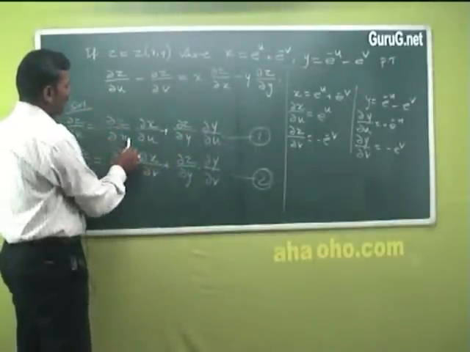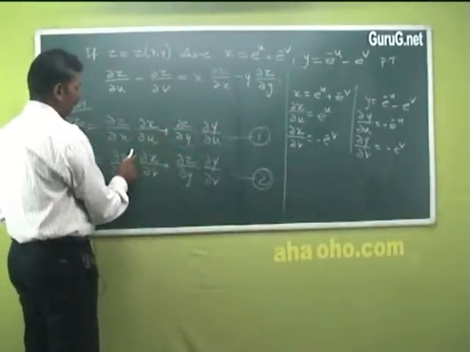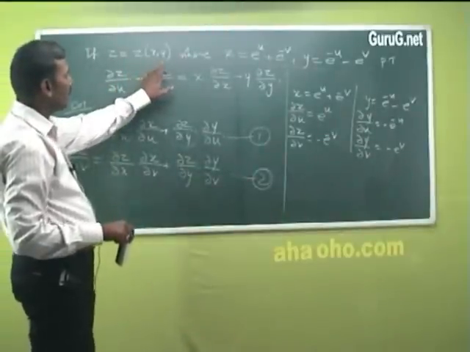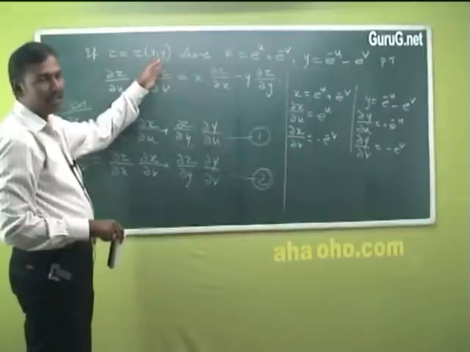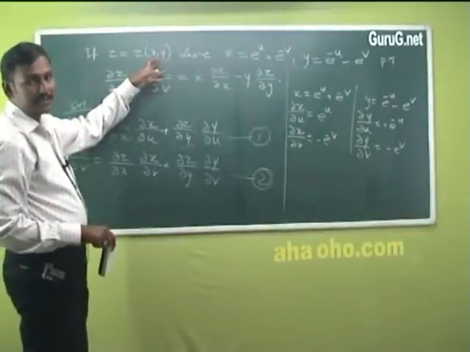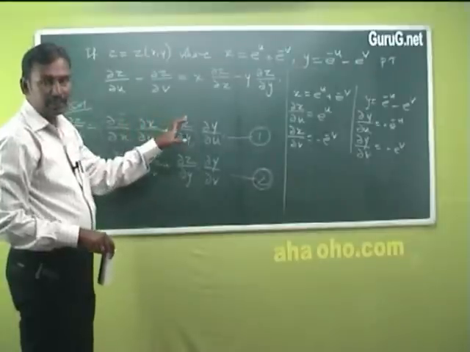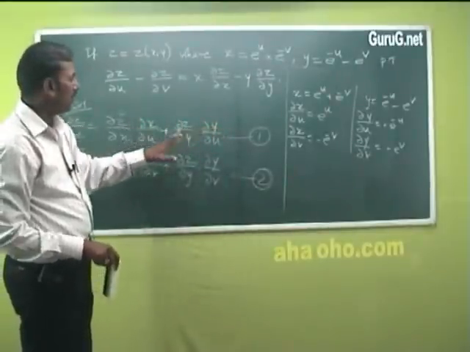See, we can't find ∂z/∂x and ∂z/∂y. Why? So z is a function of x and y, and there is no function given, right? The function is not given explicitly. So we can't find ∂z/∂x and ∂z/∂y, so we keep them as they are, right? We substitute these values in this equation.